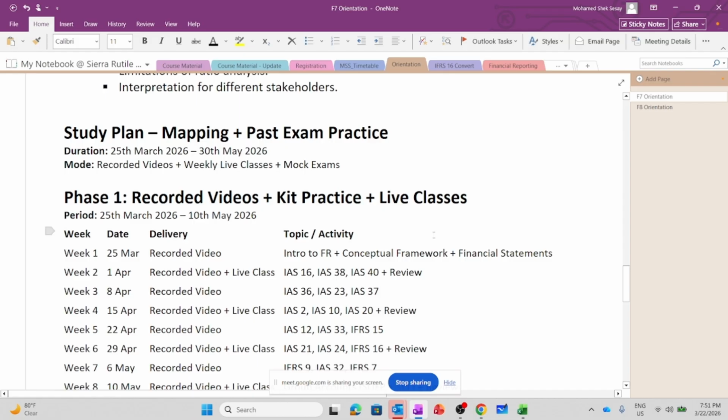The end period will be the 30th of May. The remaining few days, because the examination will be the first week of June. So the 30th of May will be the last session. We need to cover everything.